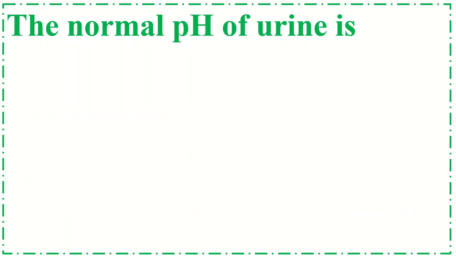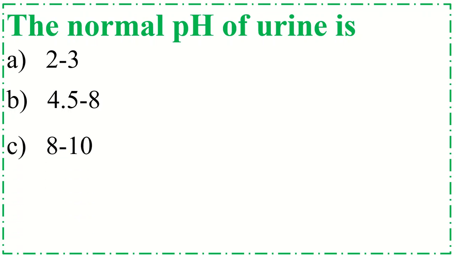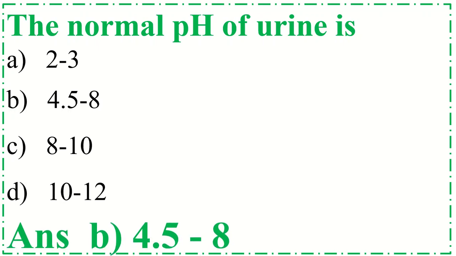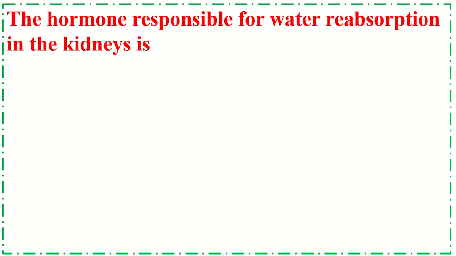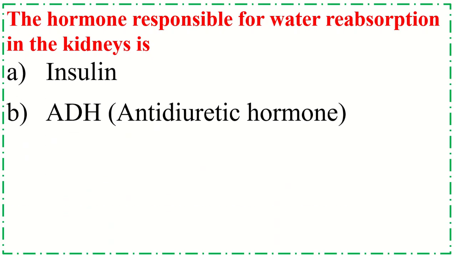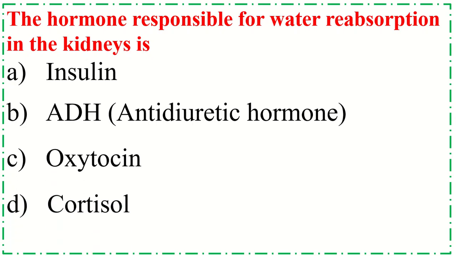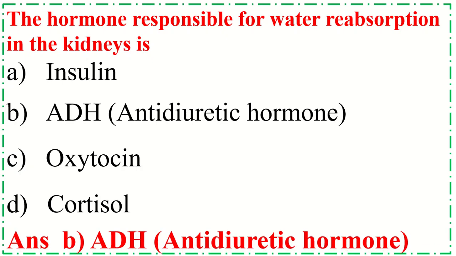The normal pH of the urine is option A 2 to 3, B 4.5 to 8, C 8 to 10, D 10 to 12. Correct option is B 4.5 to 8. The hormone responsible for water reabsorption in the kidney is A insulin, B ADH antidiuretic hormone, C oxytocin, D cortisol. Correct option is B ADH antidiuretic hormone.